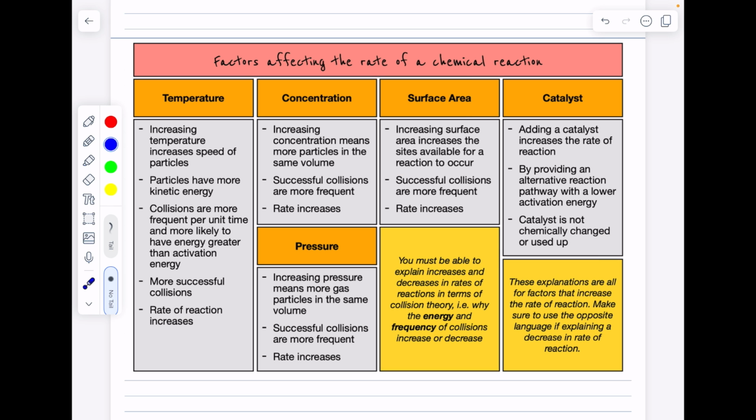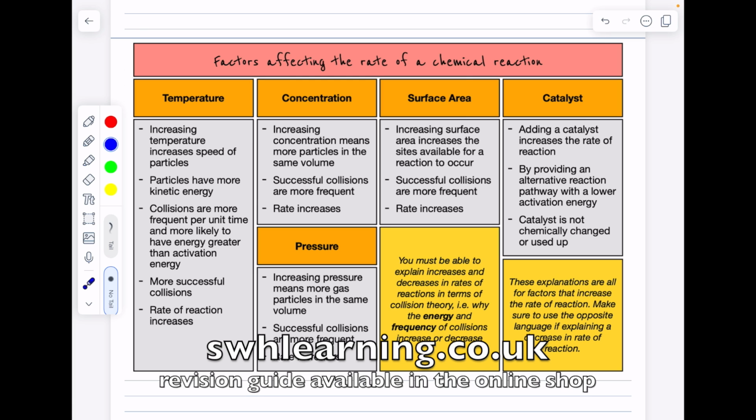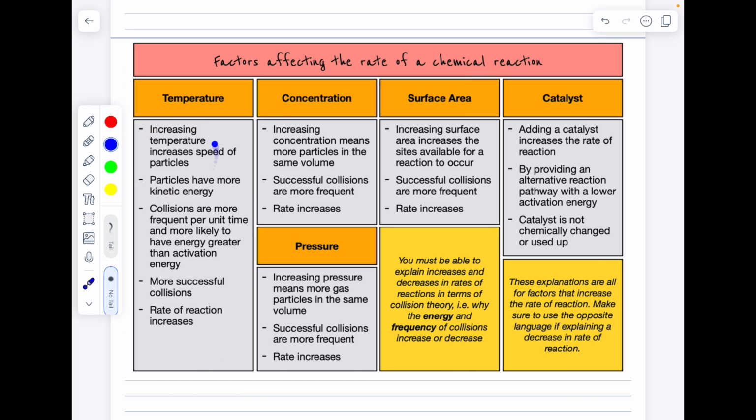I don't want to talk about this too much because after all it's a recap of GCSE and IGCSE chemistry knowledge. We've already discussed, however, the effect of temperature on the rate of a chemical reaction and how we can use the Maxwell distribution curves to represent this. So we've talked about how increasing the temperature means that the particles have more kinetic energy and therefore collisions are more frequent per unit time, and you're more likely to have particles with energy equal to or greater than the activation energy.